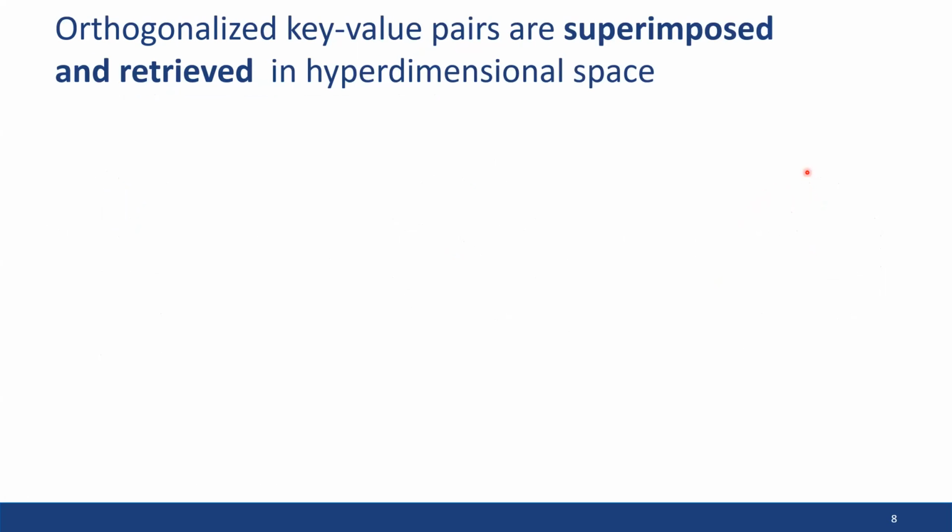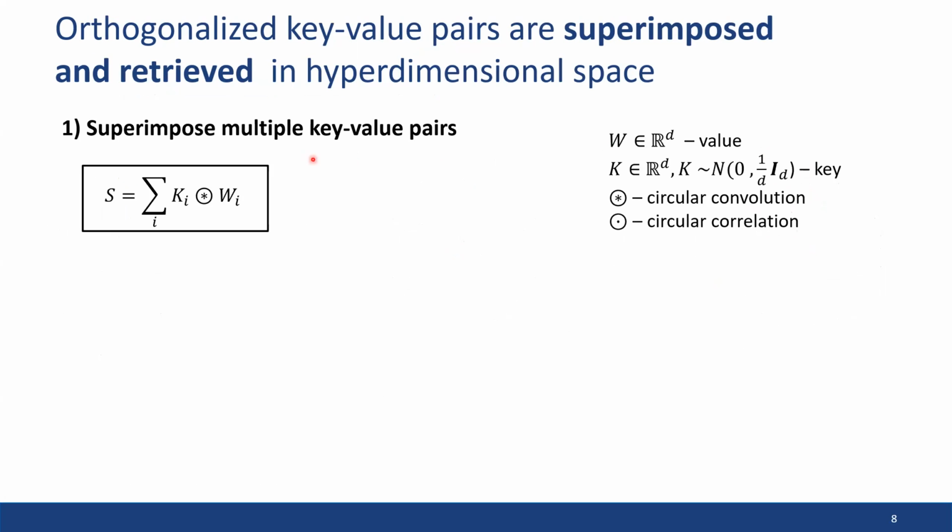So as we were able to orthogonalize these value vectors using the key value binding, we can also superimpose those. This is shown here. We first build the key value pair for every value vector. Here for the binding, we use the circular convolution, and as key, we use d-dimensional vectors with elements which are drawn from an IID Gaussian random variable. The variance is set to 1/d to keep the unit norm.